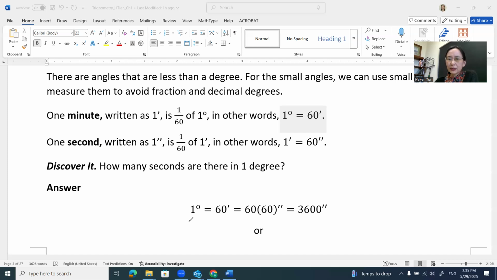Okay, now can we convert 1 degree into seconds? Could you try? Because we know already 1 degree is equal to 60 minutes. But each minute is 60 seconds. So we multiply by 60, then we know that each 1 degree is 3,600 seconds.